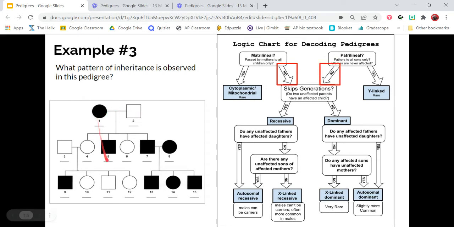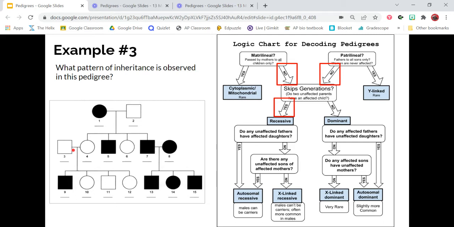Does it skip generations? Okay, so let's pick this kid right here in generation 3, kid 9. If we go up, oh, look at this. He has 2 parents who don't have it. So in this case, yes, it does skip a generation. That tells us that this trait is recessive. Okay, so now we have to figure out if it's autosomal or if it's X-linked recessive.